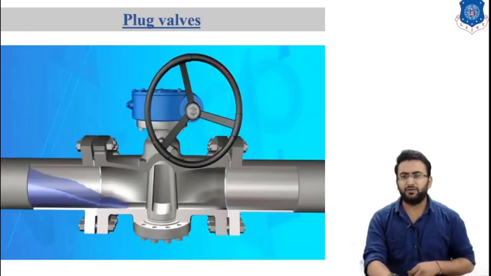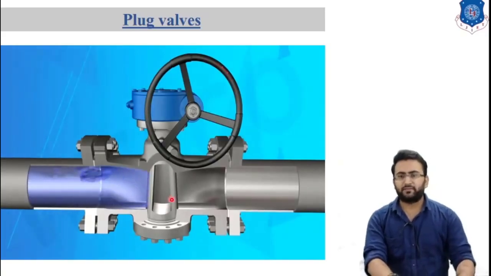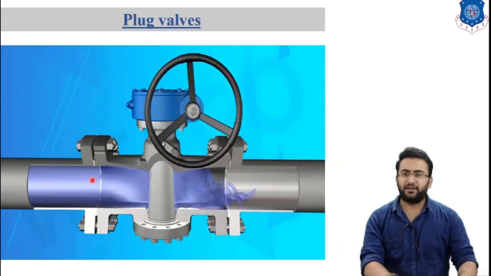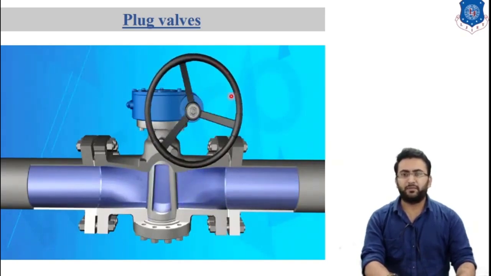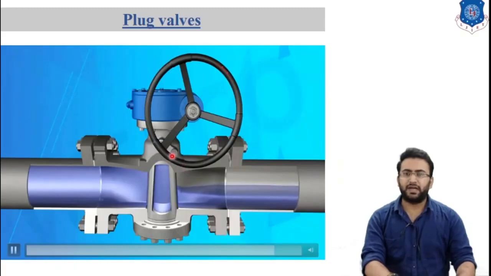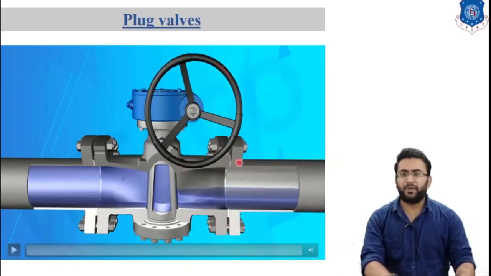Now let's take a look at how the plug valve works. This is a plug valve which is fitted in a pipeline. This is a hole which is in line with the flow when the plug valve is open. When the plug valve is closed, this hole is perpendicular to the flow direction. So this is one type of plug valve which fits in a pipeline.